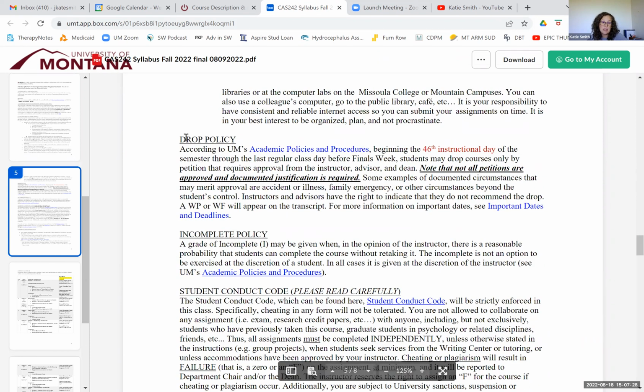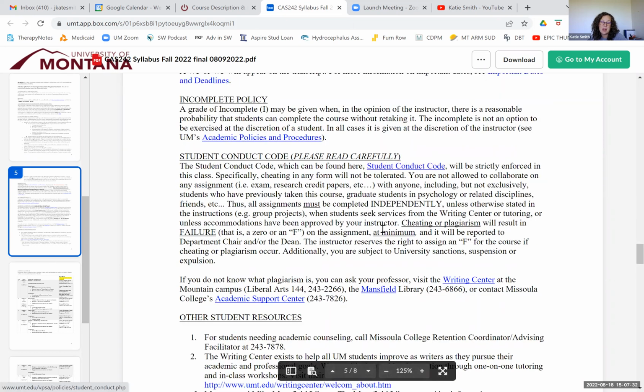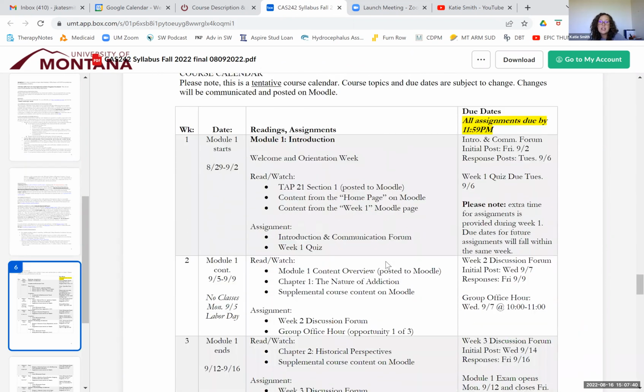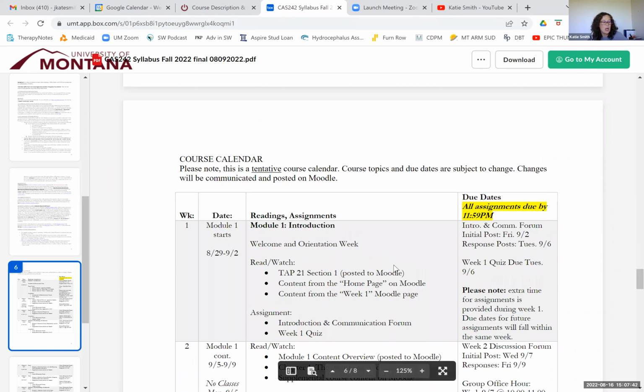These other things I'm not going to go over in depth: drop policy, incomplete policy, student code of conduct, and other student resources. I want you to read through those and just make yourself familiar with those topics. I do want to talk about the course calendar. So when I print out this document, I actually take the course calendar and put it on top because this is what I'm going to be working with all the time. This tells me what I'm doing, when things are due, and where to find the information.